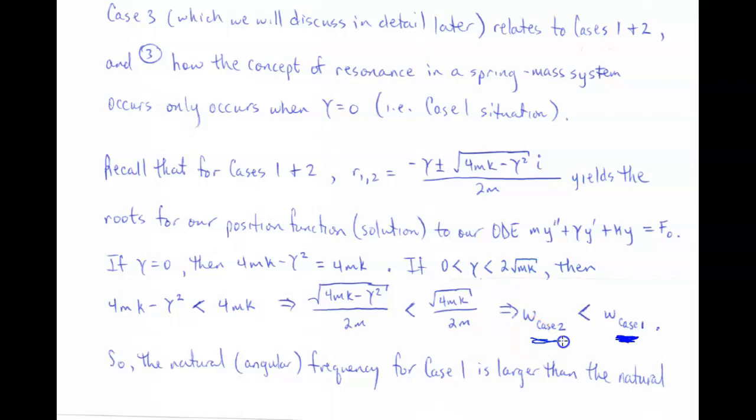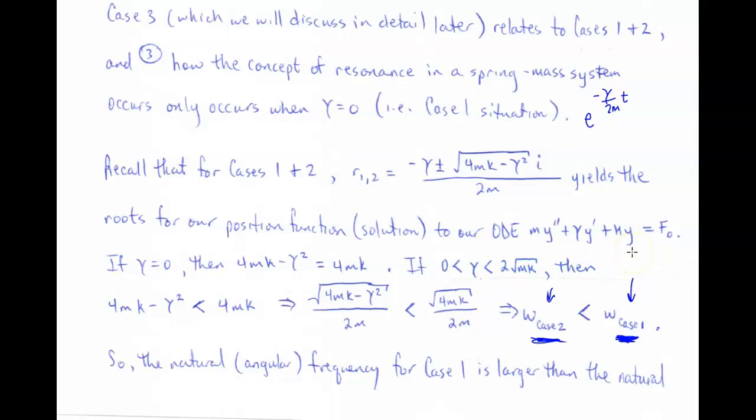In our case 2 situation, since we actually have an exponential component that is making the oscillatory part of our response decay away as time approaches infinity, we see that the frequency of the response whenever we have a case 2 type situation is going to be smaller than this one. Okay. Now, what does that mean?